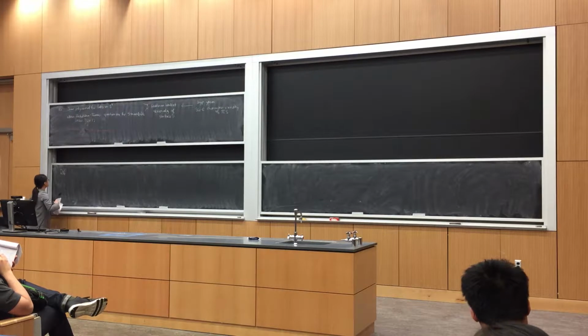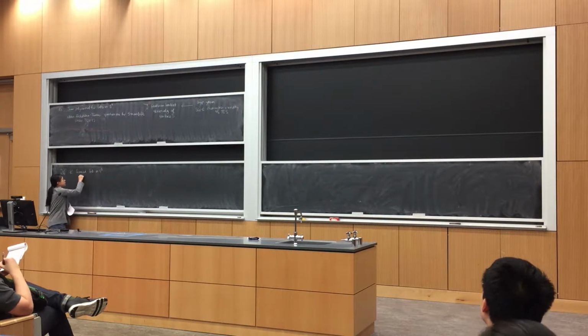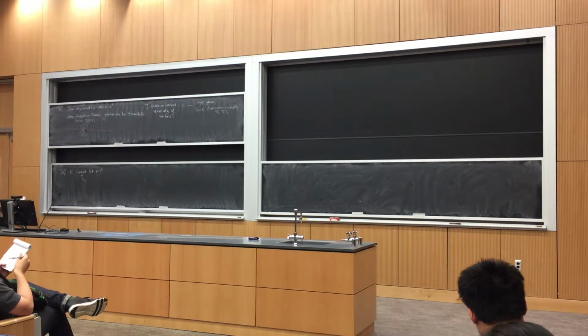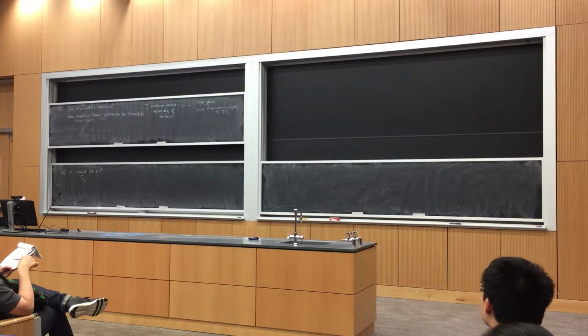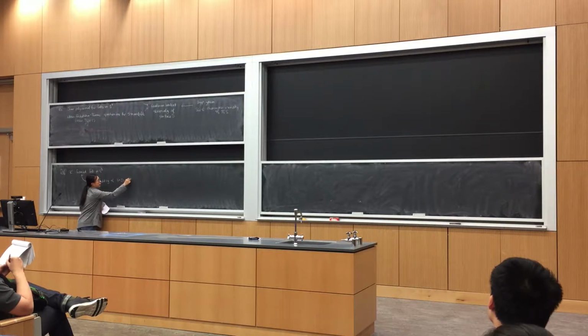Suppose I have a framed link. A framed link is essentially the same as a link, except it's slightly thick. So there's a choice of normal vector at every point on this link. One way of thinking about this is as a piecewise linear embedding of annuli or ribbons. You take a ribbon and you can tie it up in knots and glue it back together. It has to remain oriented.